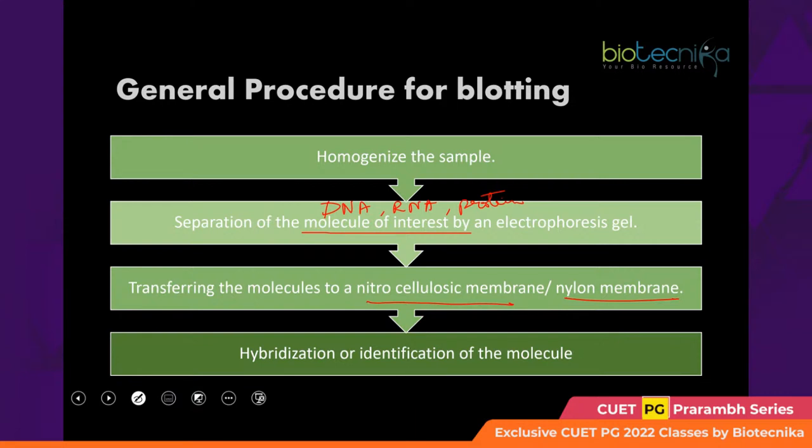So if we are detecting DNA, it will be called Southern blot. If we are detecting RNA, it will be called Northern blot. And if we are detecting protein, it will be called Western blot.